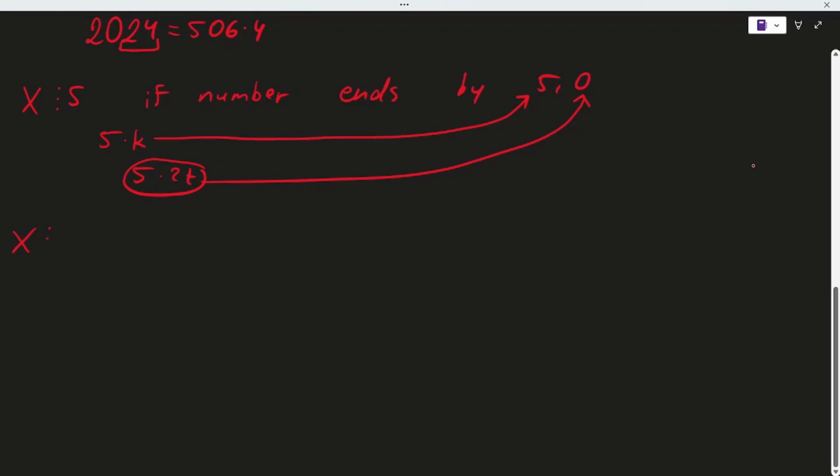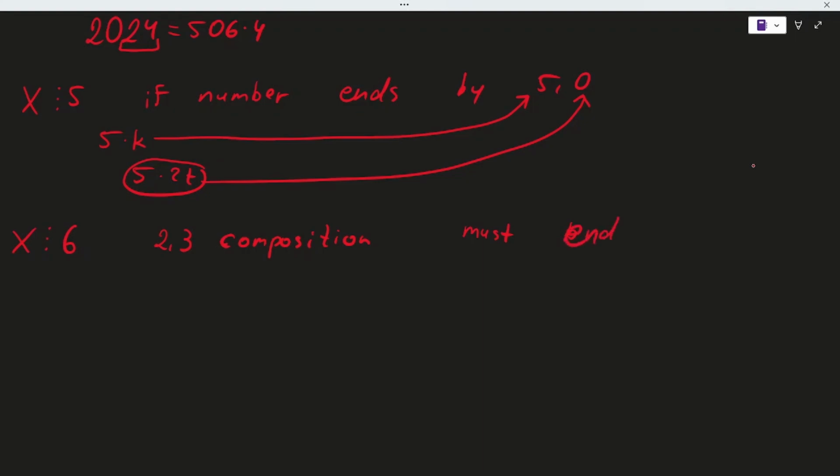The divisibility property for 6 is just a composition of divisibility by 2 and 3. Because, as we know, if x is divisible by 6, this means that x is divisible by 2 and at the same time by 3. Which means that it must end in an even digit, and the sum of the digits must be a multiple of 3.